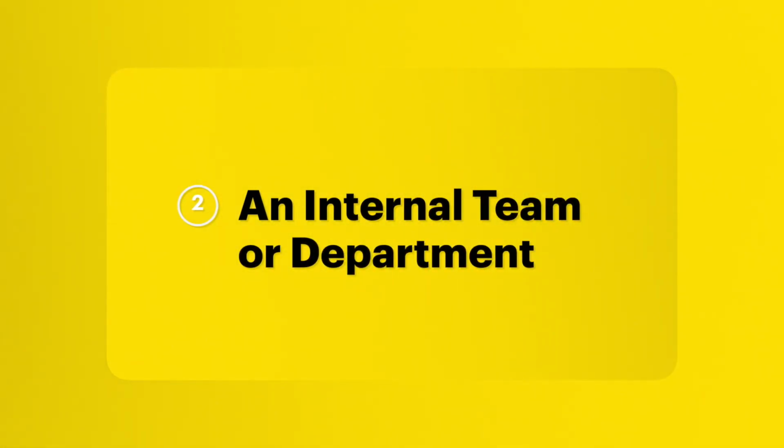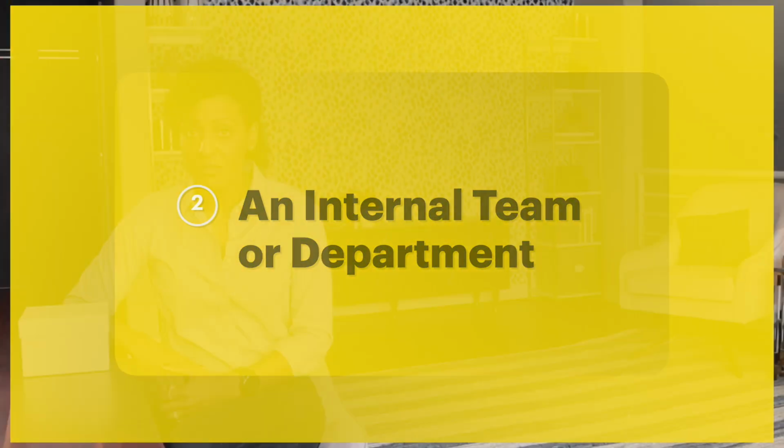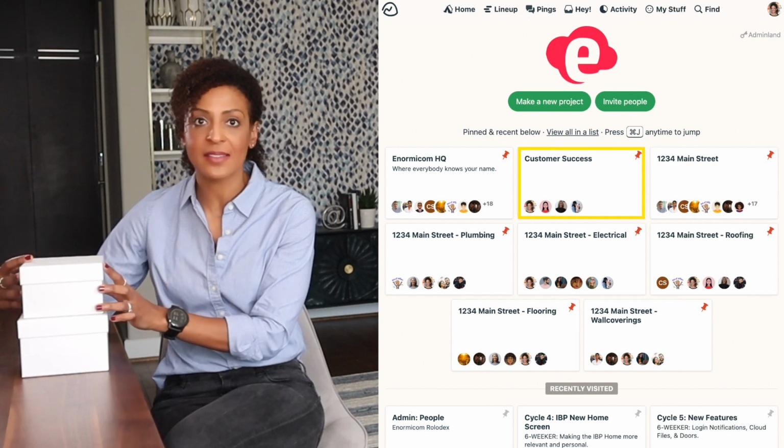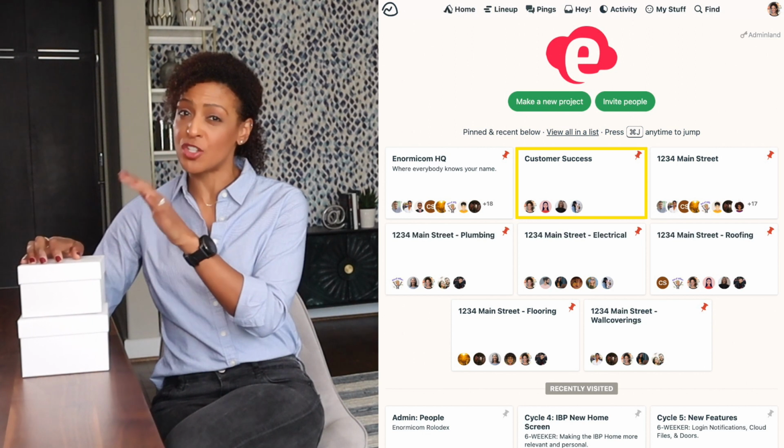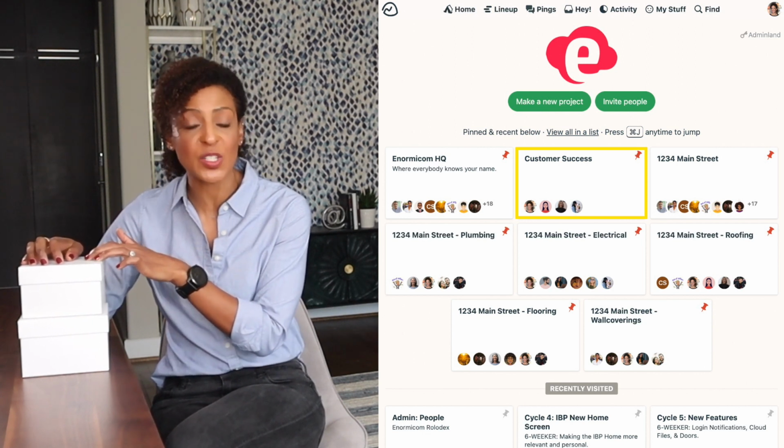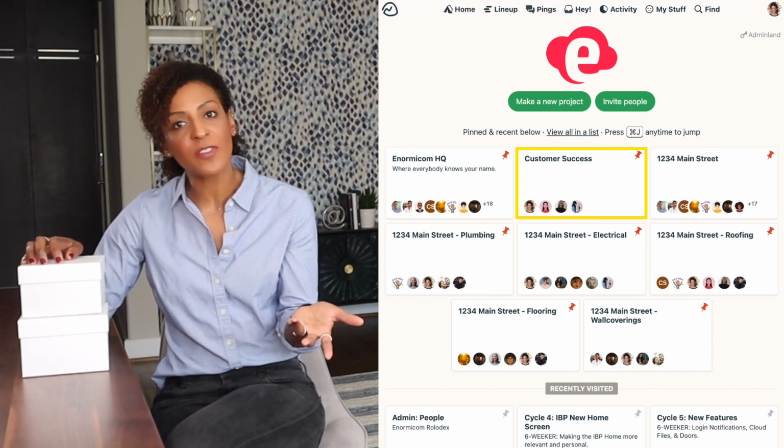Breaking that down even smaller, a project can be used for an internal team or department. So I'm a part of the customer success team here at Basecamp, and we have our own customer success project. Instead of the entire company being on this project, it's limited to just those people who are either on the customer success team or whose job functions interact with our department in some sort of way. This allows for more focused discussions and file sharing than the entire company project would allow for. For you, that might mean you have a project just for the accounting team, or customer support team, or even the executive team.